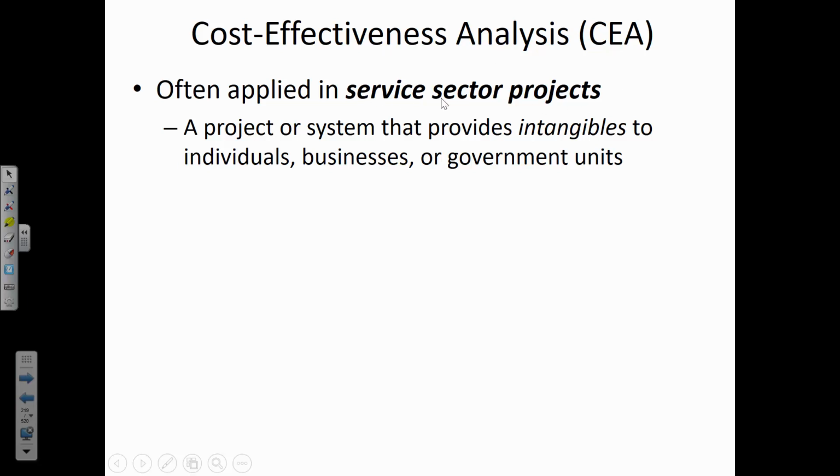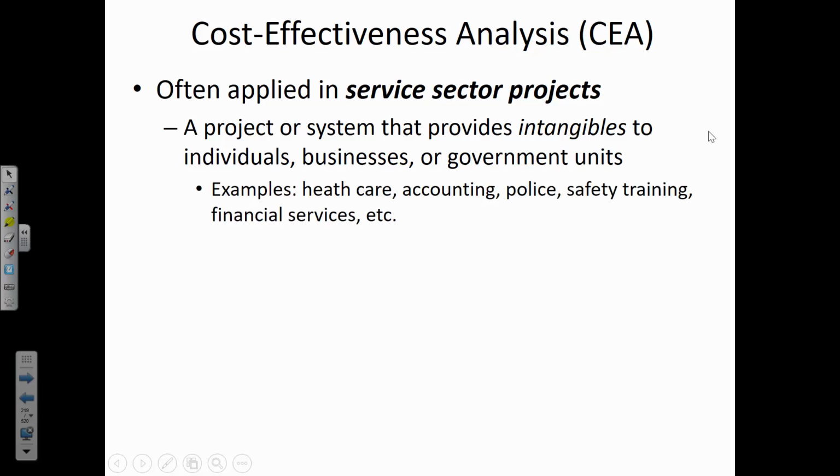And by service sector, what we mean is it's distinguished from manufacturing, it's distinguished from public works, where you're building a thing that can be measured and quantified, like a bridge or a sewer system. Service sector is providing intangibles, and it's often the output of people for other people, where what you're paying for isn't something that you could put in a bag, but you're paying for services. In the public sector, the types of human services that people consume are healthcare, accounting services, law enforcement, safety training, and so on.